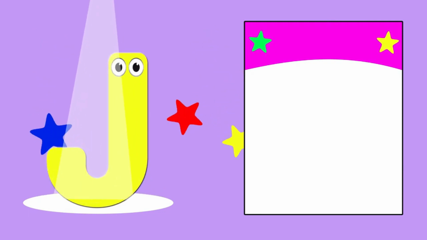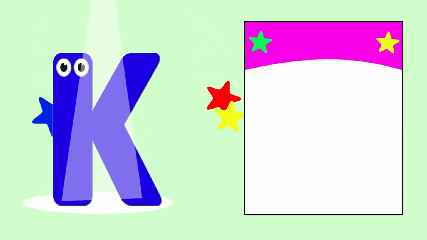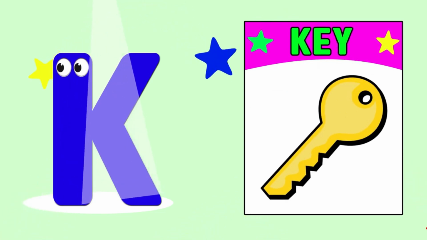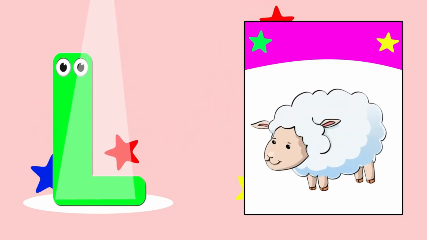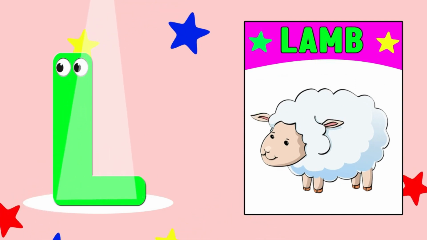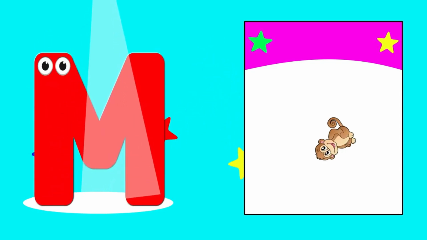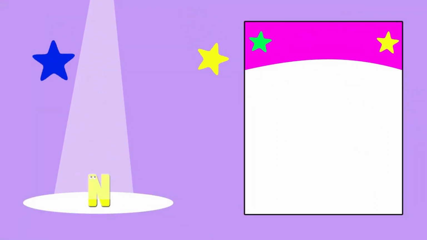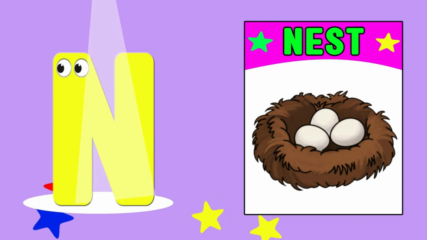J. J for jelly. K. K for key. L. L for lamb. N for nest.